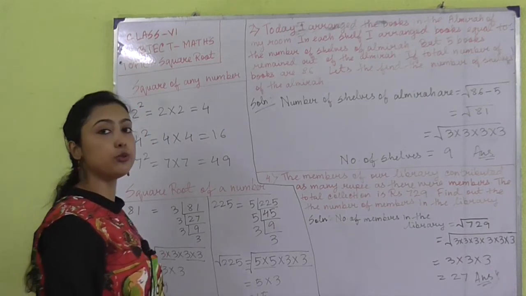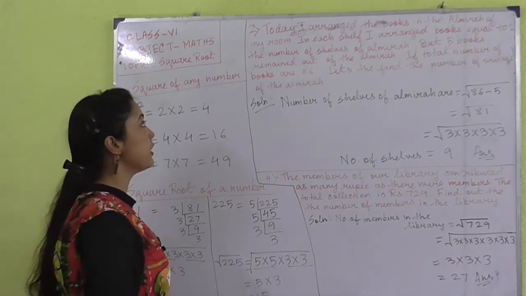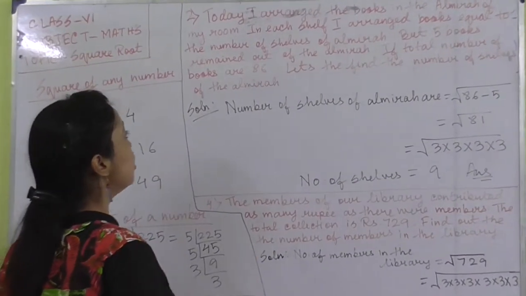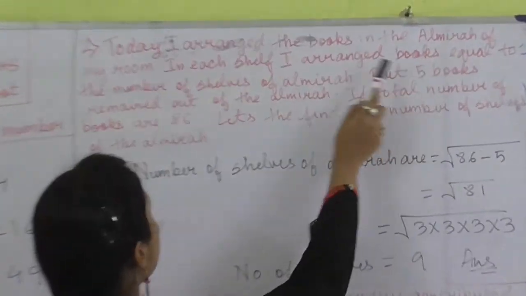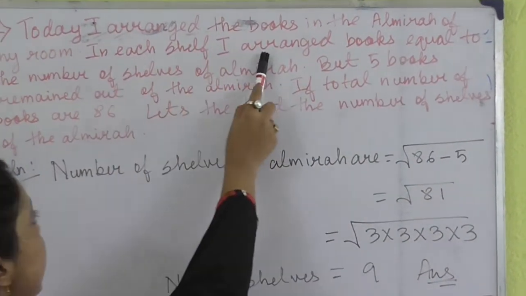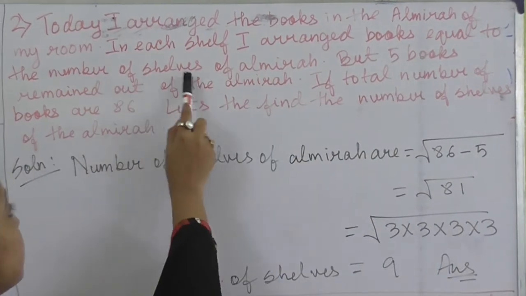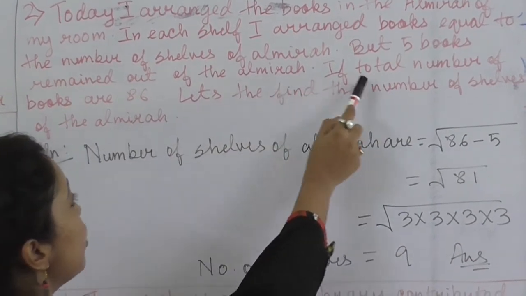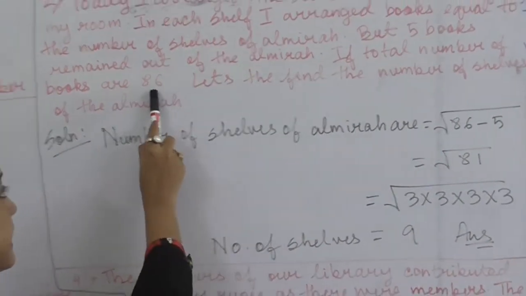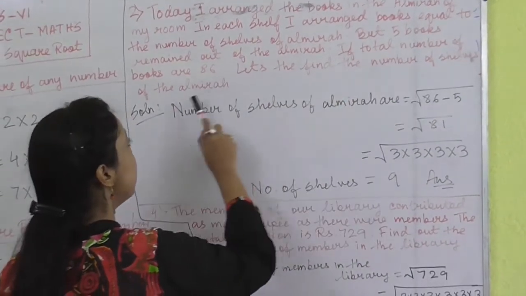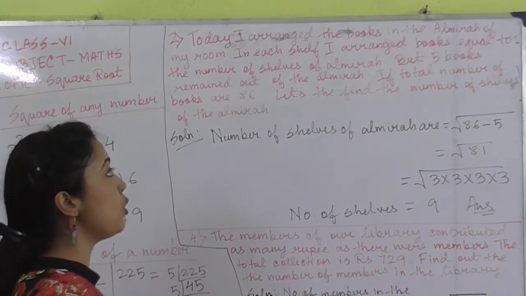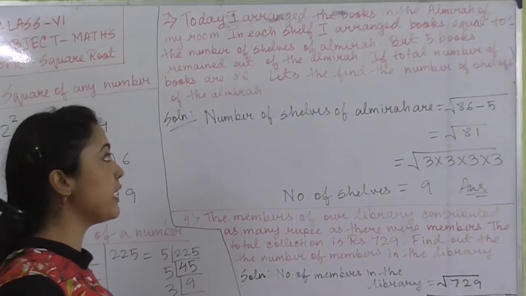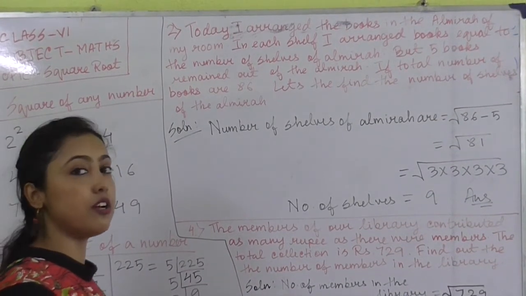Next I will shift to exercise number 18.1. In exercise 18.1, problem number 2 is given: today I arranged the books in the almirah of my room. In each shelf I arranged books equal to the number of shelves of the almirah, but 5 books remained out of the almirah. If the total number of books is 86, let's find the number of shelves of the almirah.